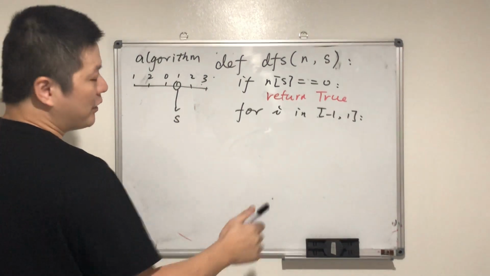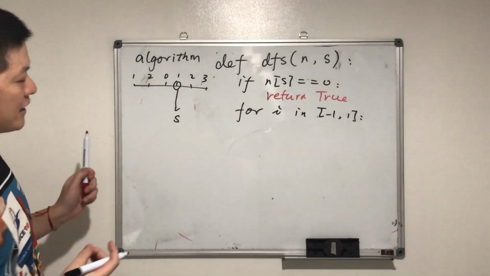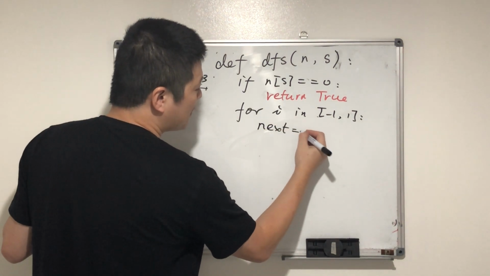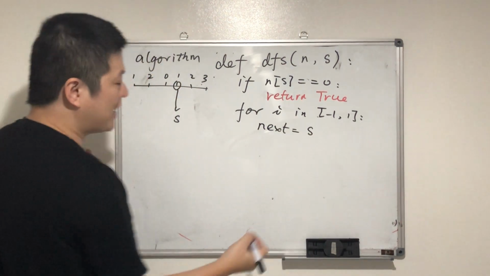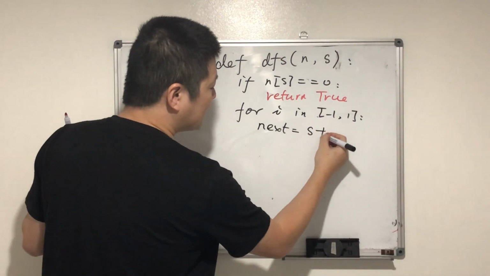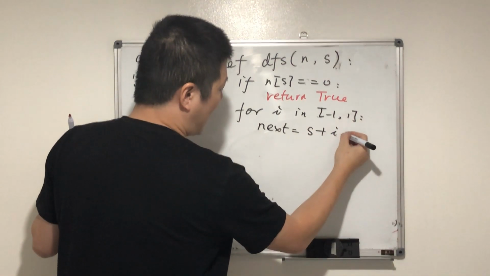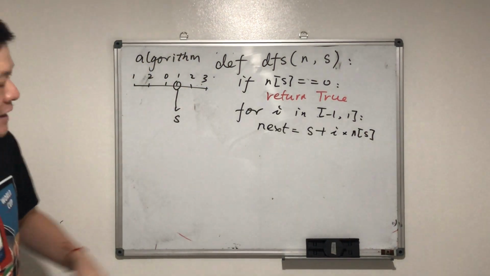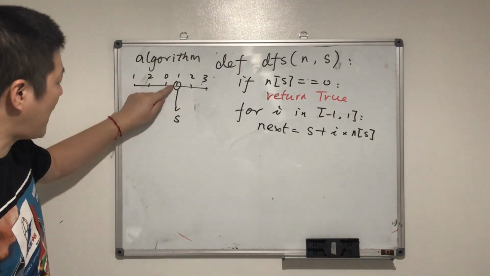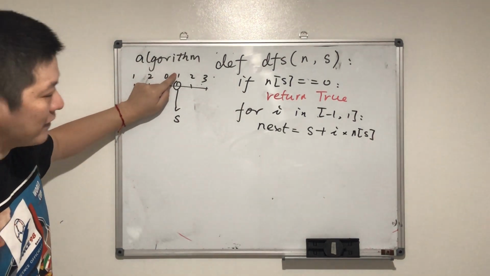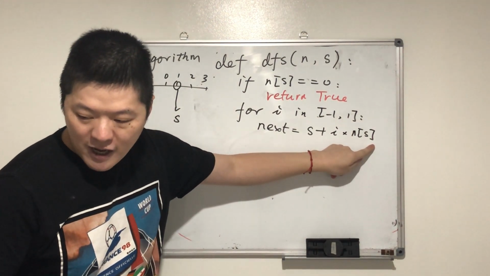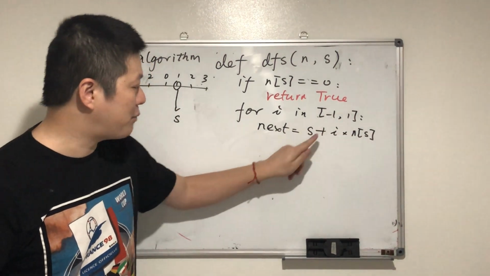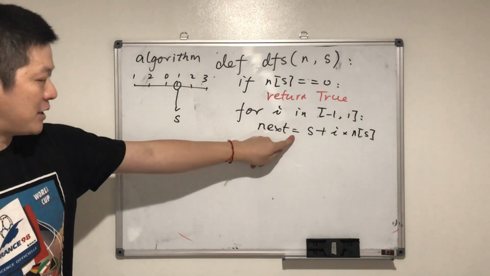Looking at me. We need to calculate the next position. next equals s, currently s, plus i times n[s]. What does this mean? I'm at this position, and if this number is 1, then n[s] is 1, and then -1 times 1 plus s. Now we're currently at this position.